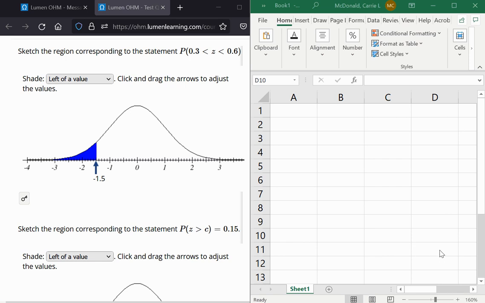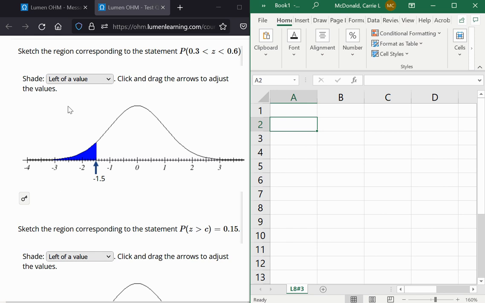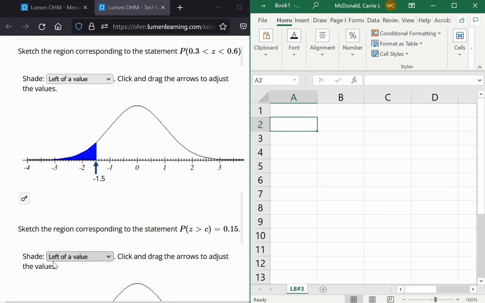This first question is from lesson 8. It's number 3. I'm going to go ahead and label my sheet here. L3 number, oops, I had that backwards. Number 8, lesson 8, number 3. And there's a couple of parts to this question, and the first part of it's easier than the second part, but we'll go ahead and talk about both.